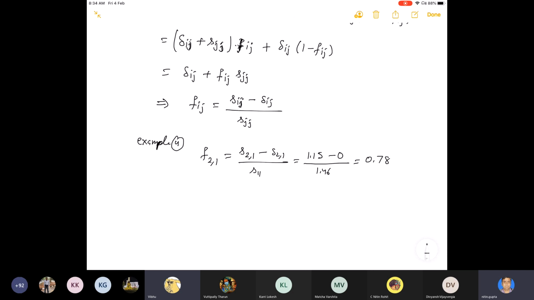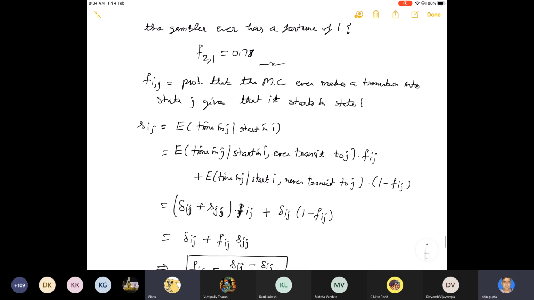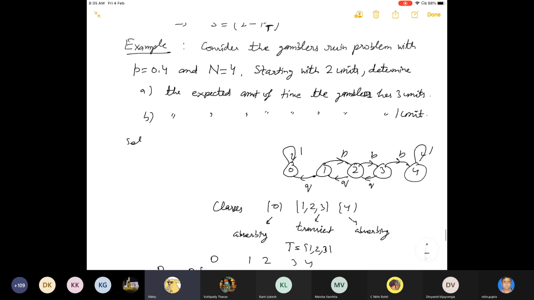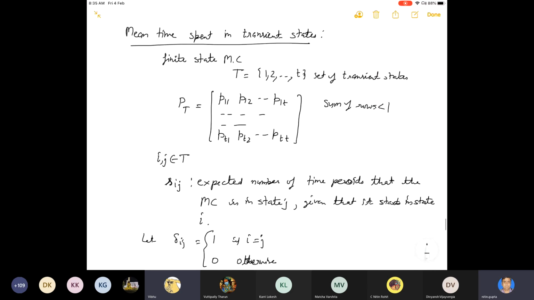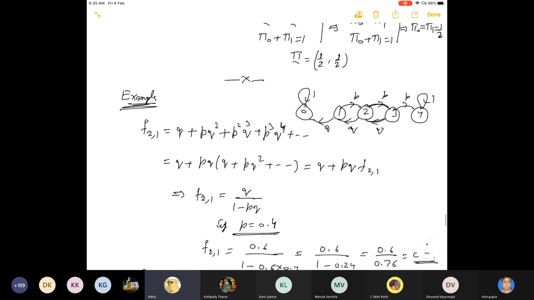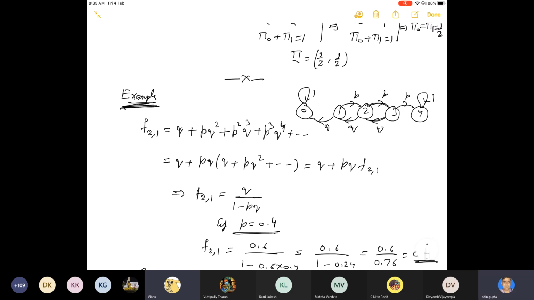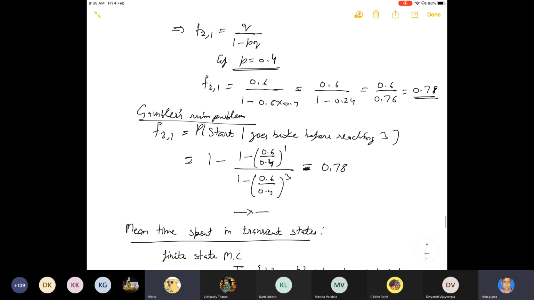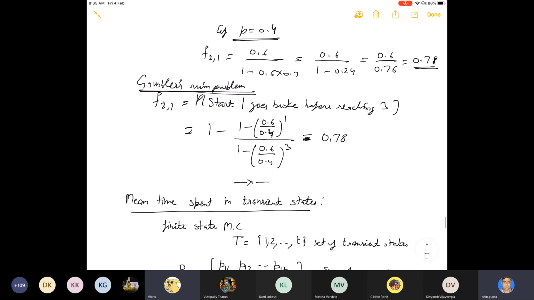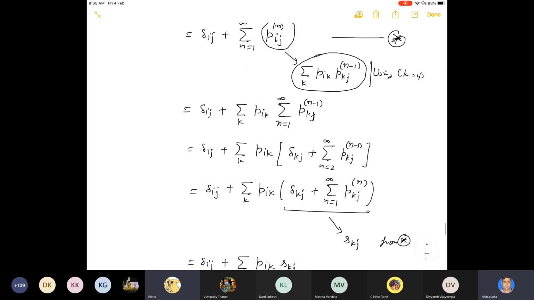One is this. Another one was by direct method, we have determined in this example. Another is we have determined using the Gambler's ruin problem. Okay, so any question till now?